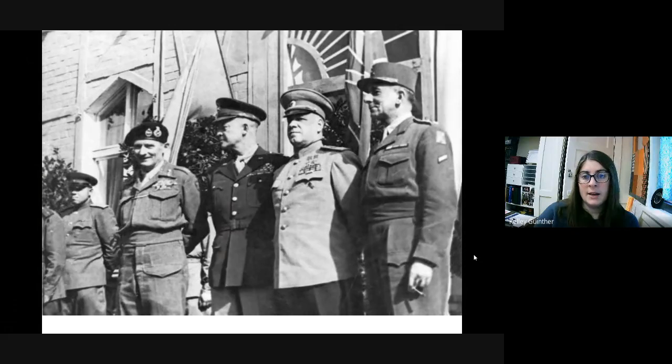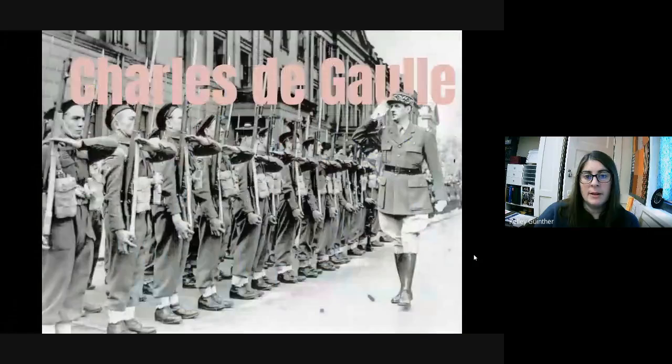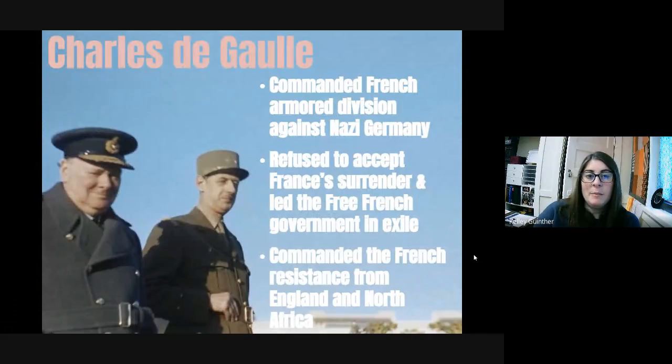And our next guy, Charles de Gaulle, who's the only Frenchman we're going to talk about today. So Charles de Gaulle is from France. He was the one who commanded the French Armored Division against Nazi Germany. He refused to accept France's surrender, and he led the Free French government in exile. And he commanded the French resistance from England and North Africa.